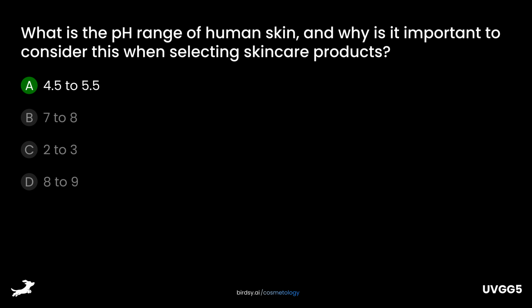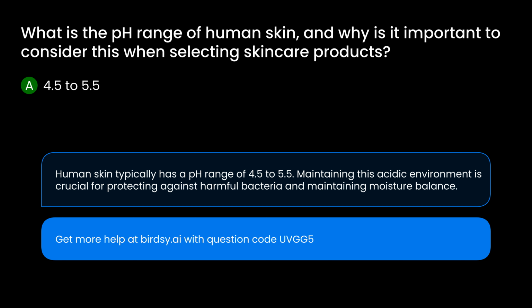The answer is A, 4.5 to 5.5. Human skin typically has a pH range of 4.5 to 5.5. Maintaining this acidic environment is crucial for protecting against harmful bacteria and maintaining moisture balance.